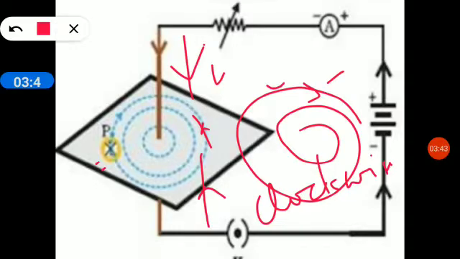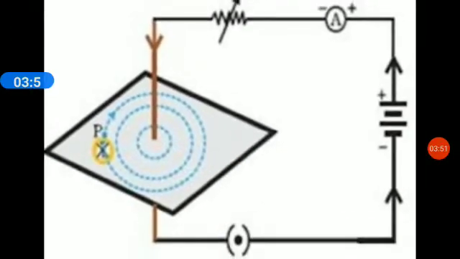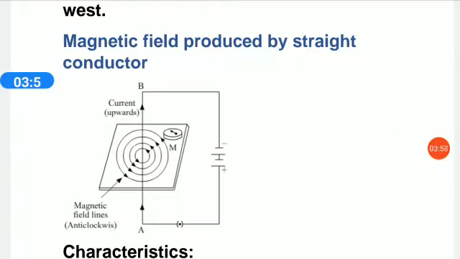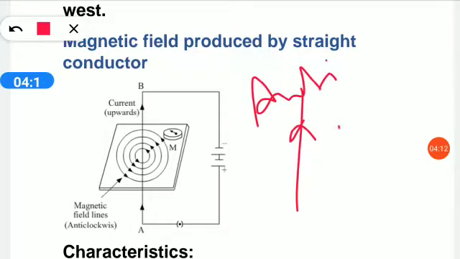So this is your experiment, magnetic field due to a straight current carrying conductor. In both cases we have seen the direction of current and the magnetic field, anti-clockwise and clockwise. Here we have discussed the magnetic field produced by a straight conductor. Here you can see in the picture, the current is going from downward to up and the direction is anti-clockwise.